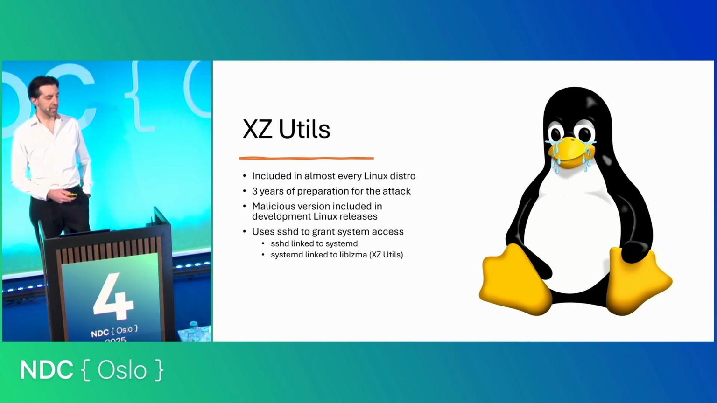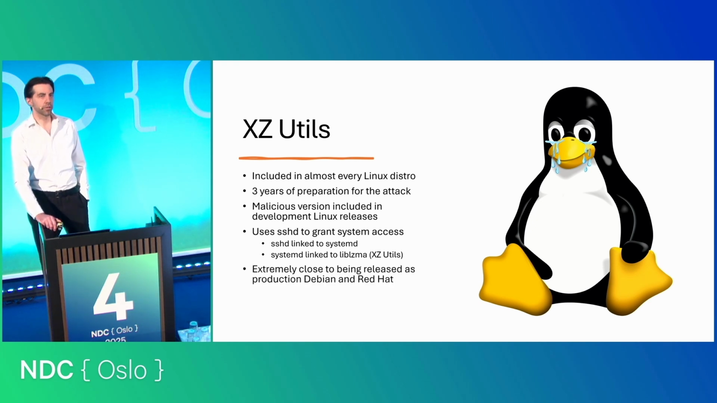So the way it worked is it used the SSH daemon to get system access, because in many systems, SSHD is linked to systemd, and systemd is linked to the liblzma, which is the XZ Utils library. And so by using a dependency, they were able to get into some of the larger programs that were running.